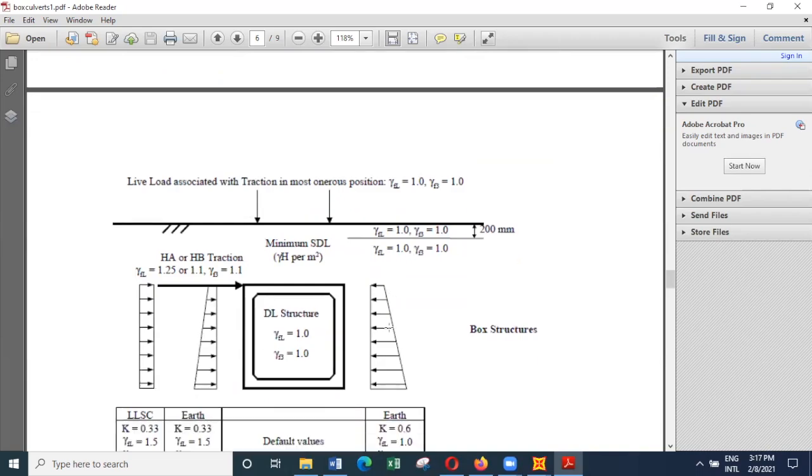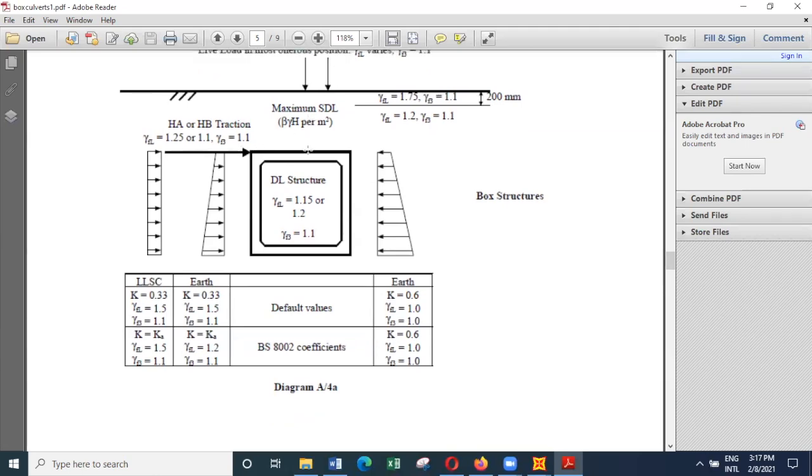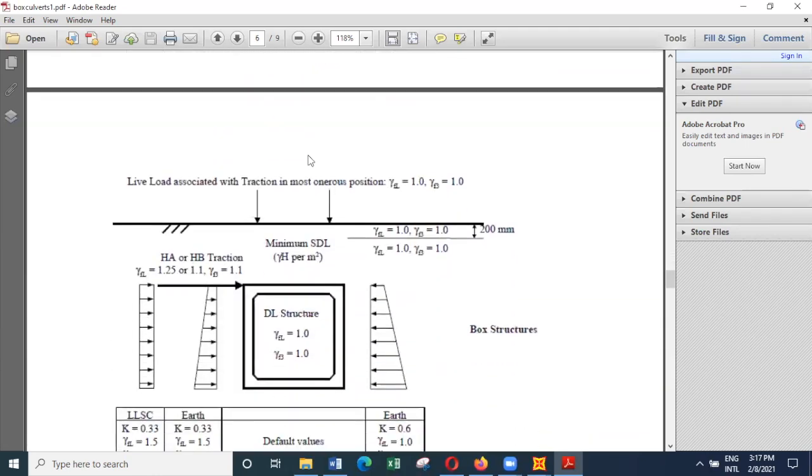And so this is braking load with maximum load. And you can get braking load with minimum value here. So that's also another possibility. So those are the various loading possibilities you have to consider when you are designing a box culvert.